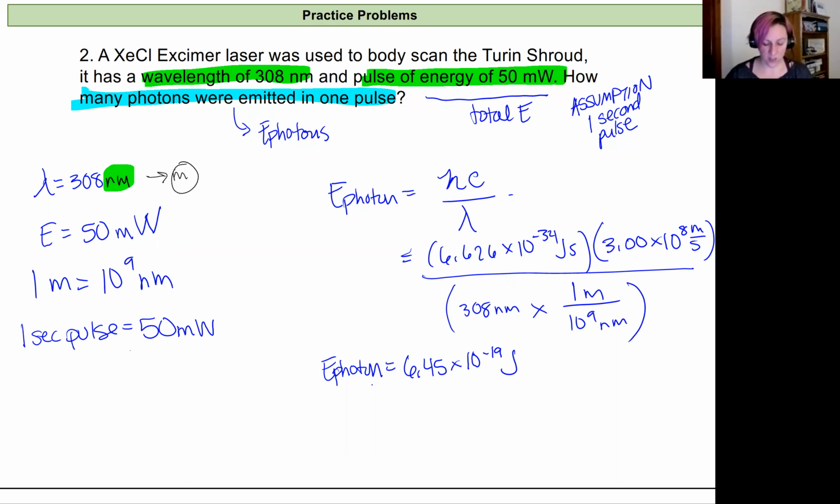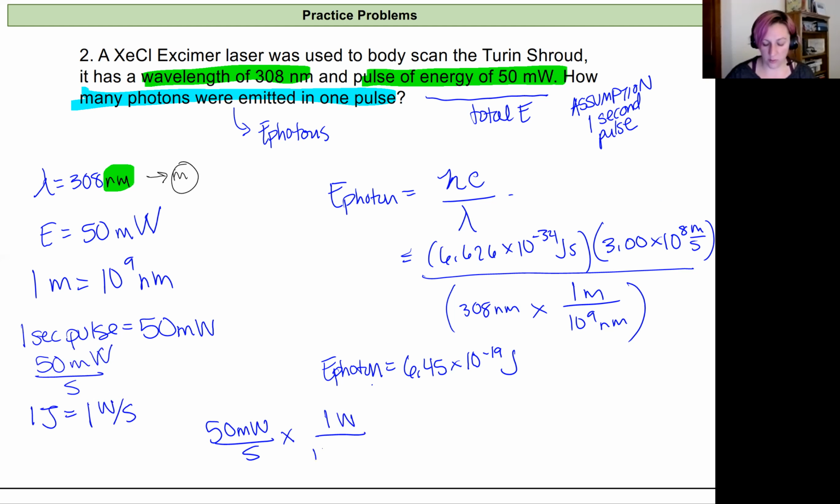So with this assumption, we can say that we really are looking at 50 milliwatts per second. And we're going to use a conversion factor. You can look up that a joule can also be defined as 1 watt per second. So if we take this 50 milliwatts per second, we need to convert first using the metric system into just watts. So 1 watt is equal to 1,000 milliwatts.